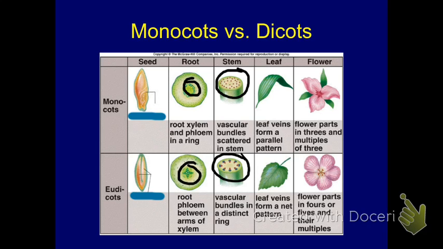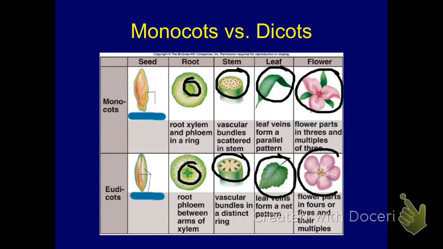In leaves, monocots have parallel veins, like a blade of grass or a corn leaf, if you've ever seen that. I believe banana leaves have parallel veins also. In eudicots, there's a net pattern in the leaf veins; they branch out. With flowers, there's another difference. In monocots, the flower parts are in threes, or multiples of three. In eudicots, the flower parts are in fours or fives, and their multiples.